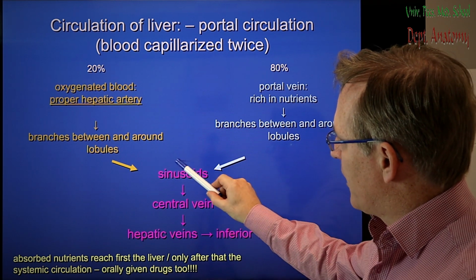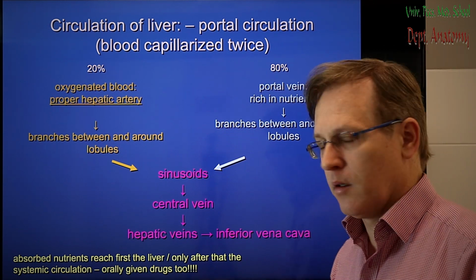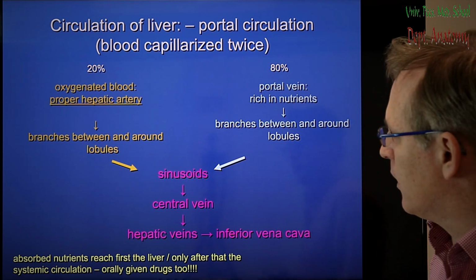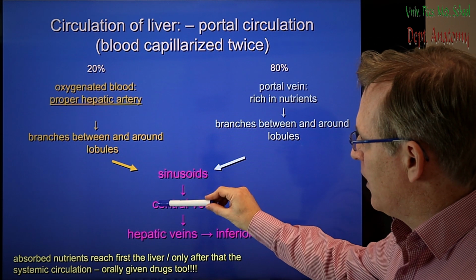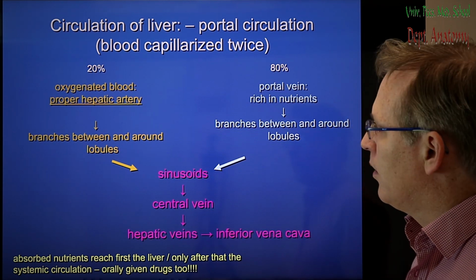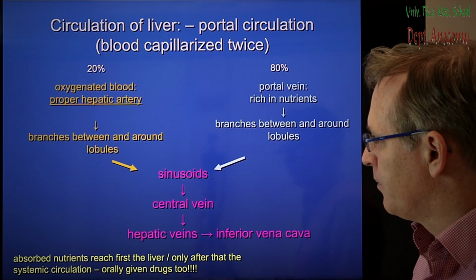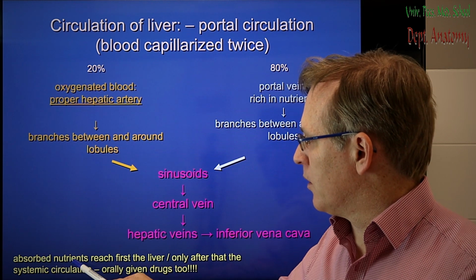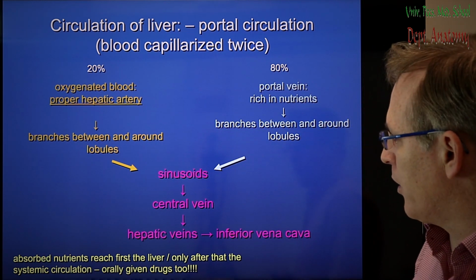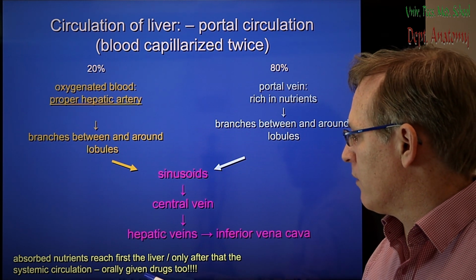The blood of the sinusoids flows into the central vein with a high level of carbon dioxide, and the central vein continues as hepatic veins, and finally all the hepatic veins drain into the inferior vena cava. Absorbed nutrients reach the liver first, and only after that the systemic circulation; orally given drugs too.